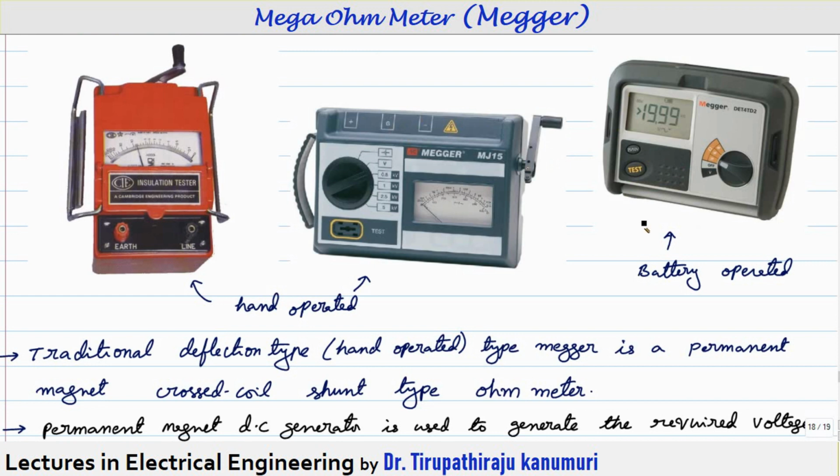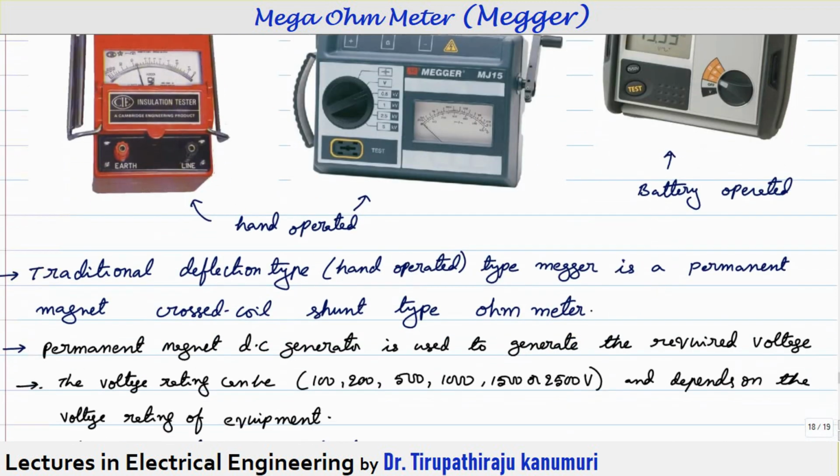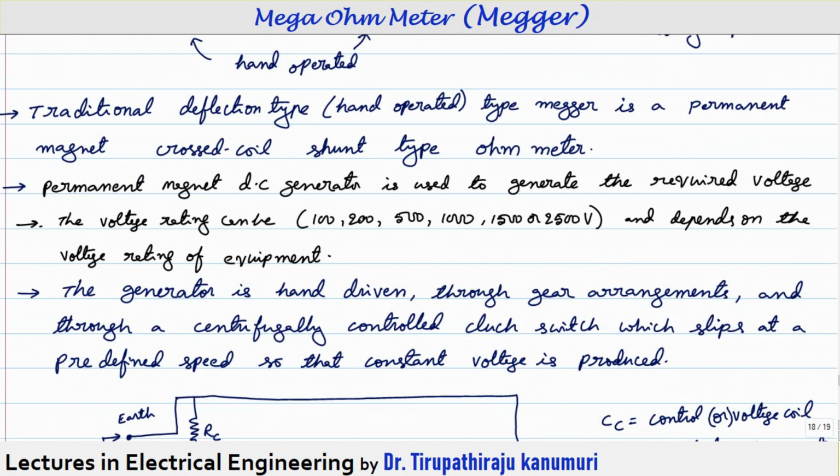In the case of a battery operated Megger, batteries are used for supplying the required voltage. You only have to make the connection to the instrument whose resistance you want to measure, and it directly gives the reading. But the disadvantage is that the cost of these electronic Meggers is very high compared to the manual type. That's why in practice, in most cases people go for the hand operated or manual Megger.